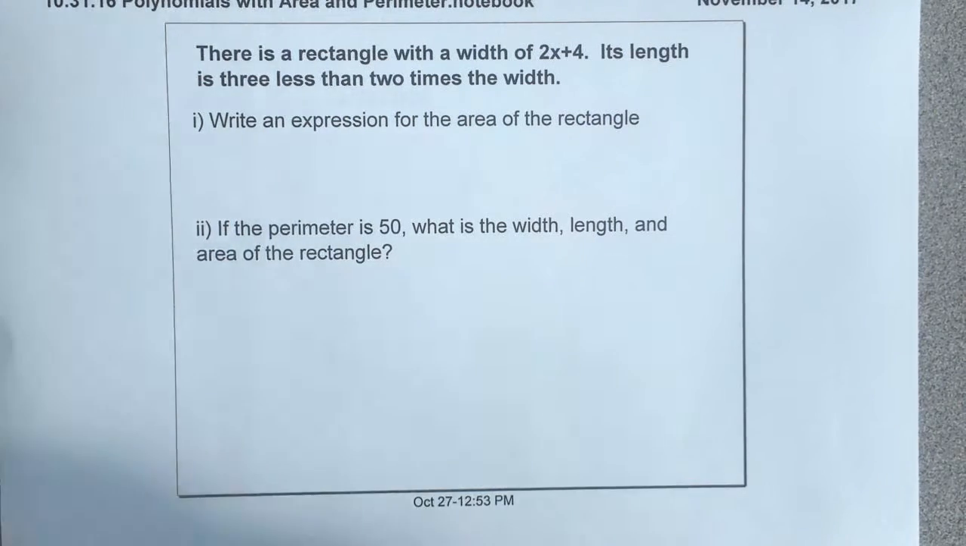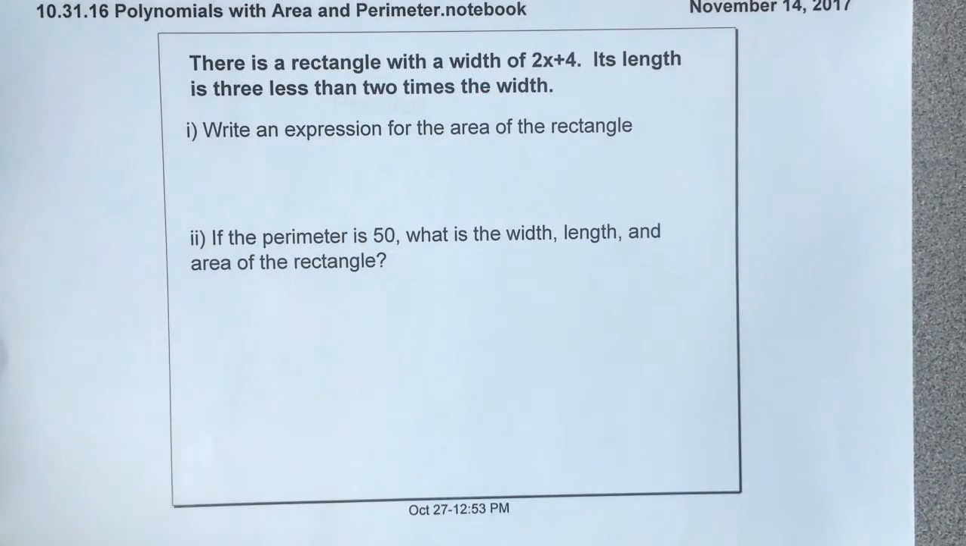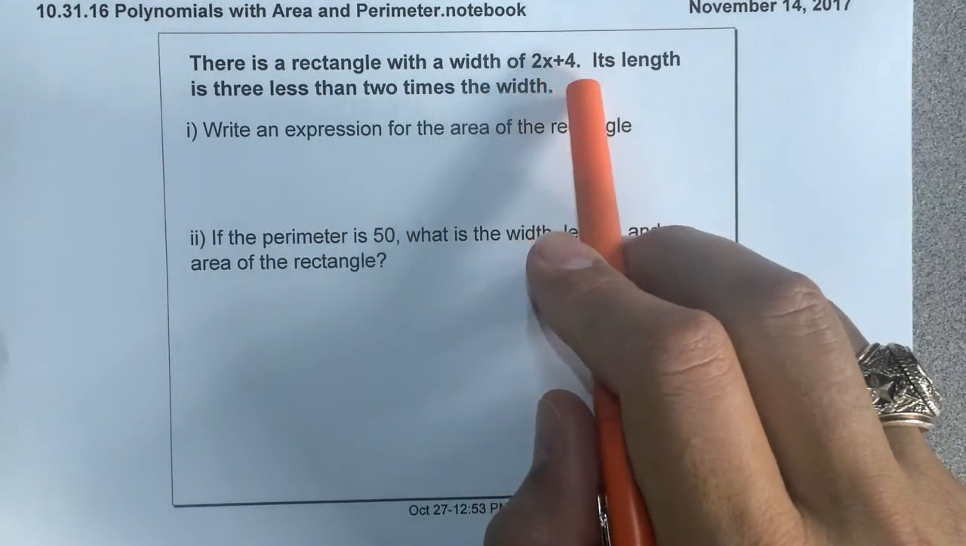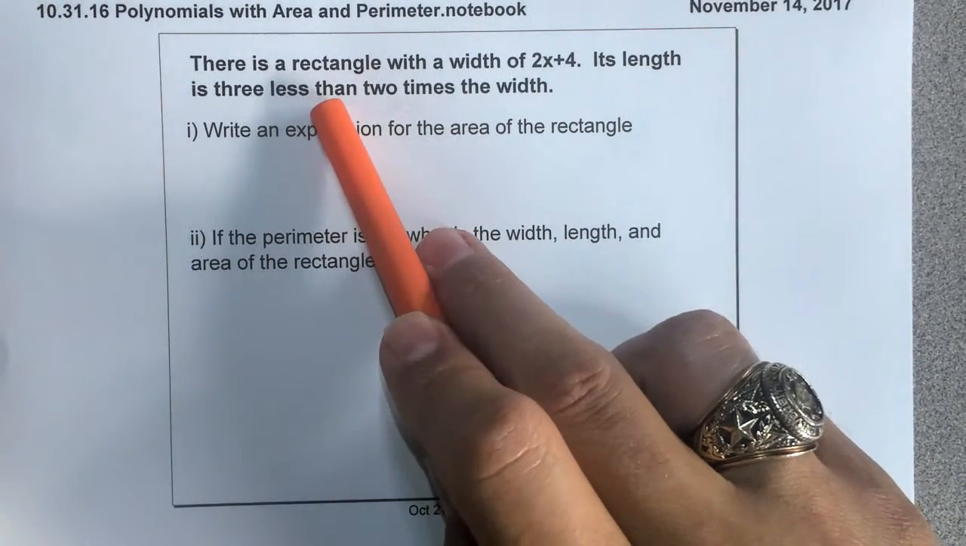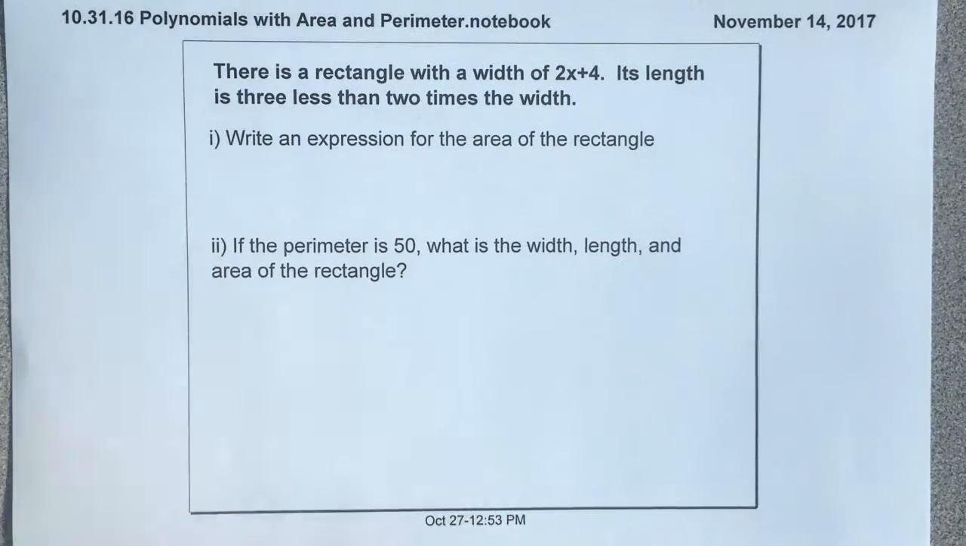Okay, let's look at word problems when we're talking about area and perimeter of polynomials. It says there's a rectangle with a width of 2x plus 4. Its length is 3 less than 2 times the width. Write an expression for the area. Alright, let's draw a picture.